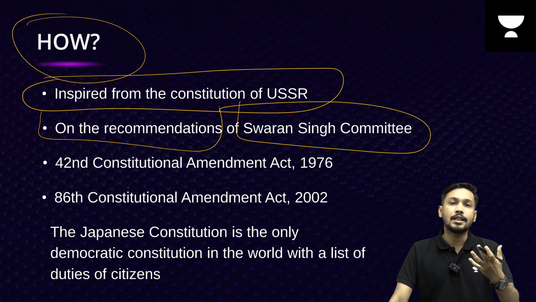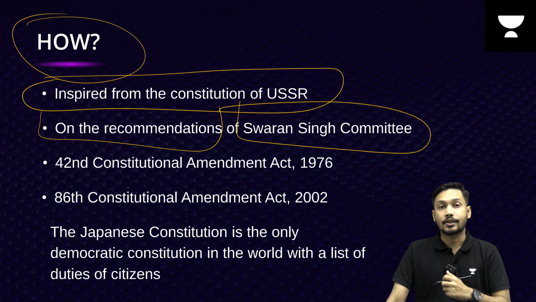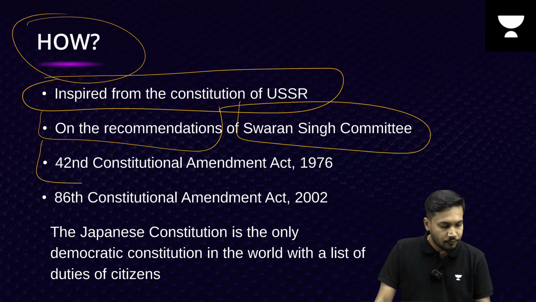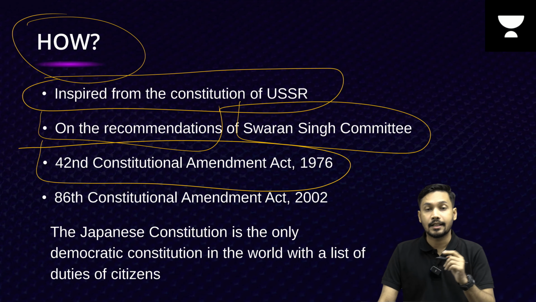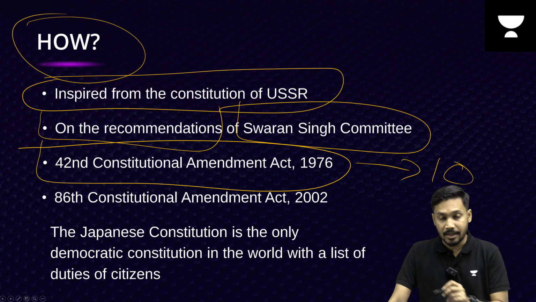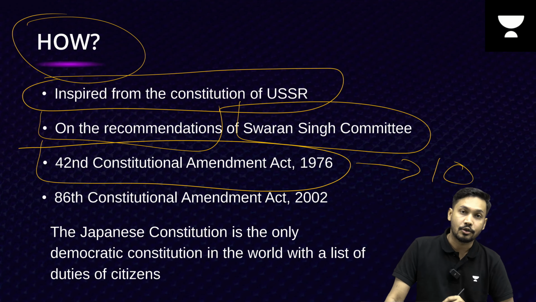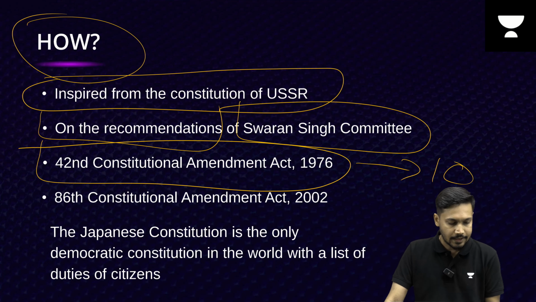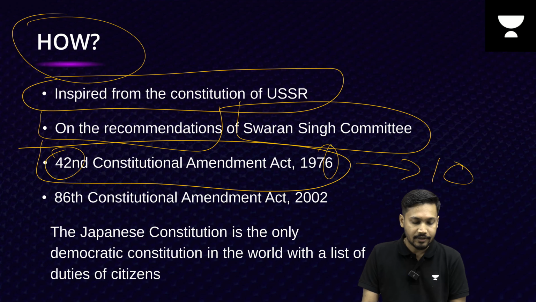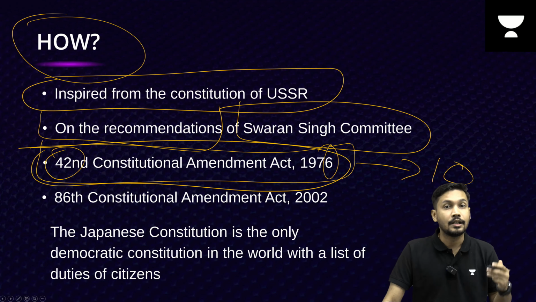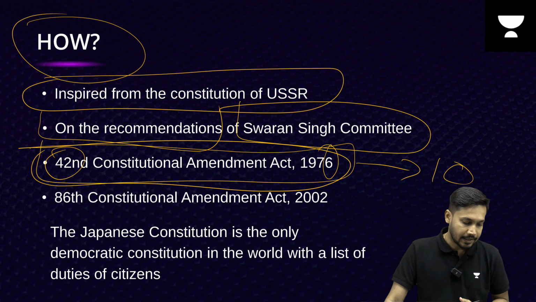Now the Swaran Singh Committee gave a lot of recommendations on what duties should be there in the Indian Constitution. So the 42nd Constitutional Amendment Act in 1976 took 10 recommendations of the committee and added those to the Constitution as fundamental duties. Now it's very easy to remember: 42nd, 4 plus 2 is 6, 1976. So you can remember that the 42nd Amendment Act was passed in the year 1976.